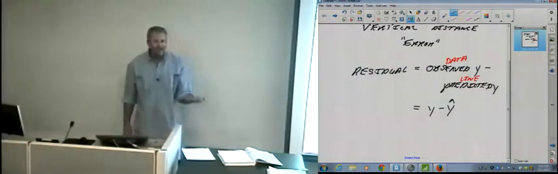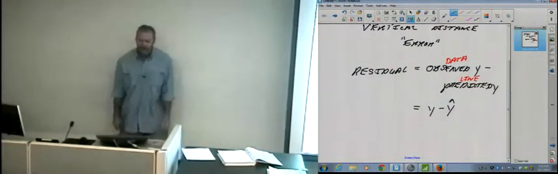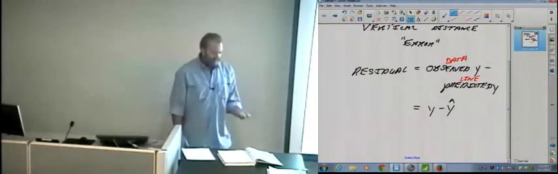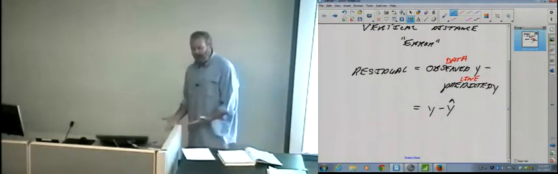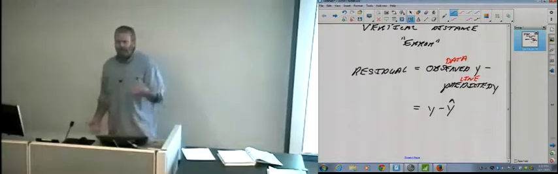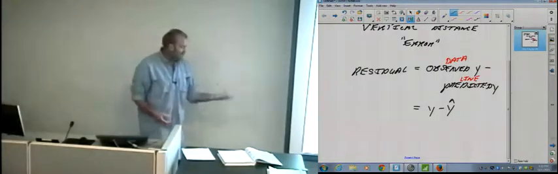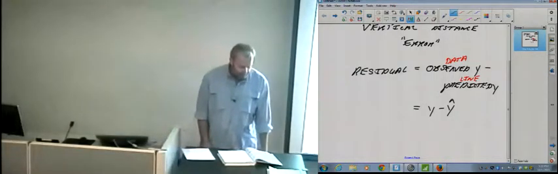y hat, right? Remember, a y comes from the data. That's the observed y. Y hat is predicted by the line. That's coming from the line. That's nothing more than that vertical distance that the point is from the line. It's that error. It's called a residual.